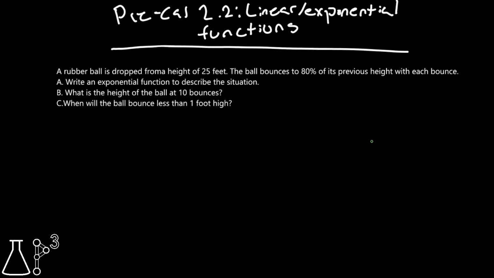Okay, so this will probably be the last problem that I do. A rubber ball is dropped from a height of 25 feet. The ball bounces to 80% of its previous height with each bounce. Before I even go to each part, notice it's already giving us an initial height, because it says the ball bounces to 80% of its previous height with each bounce.